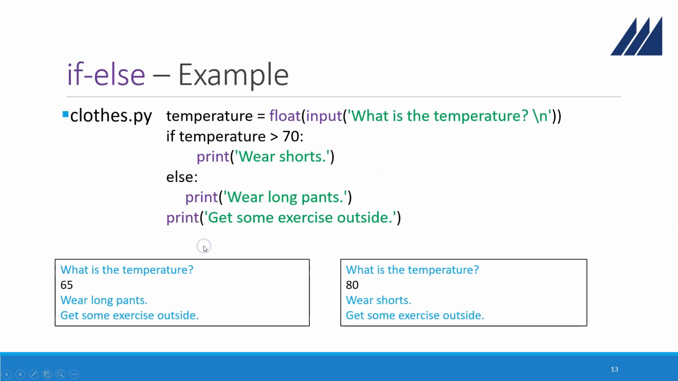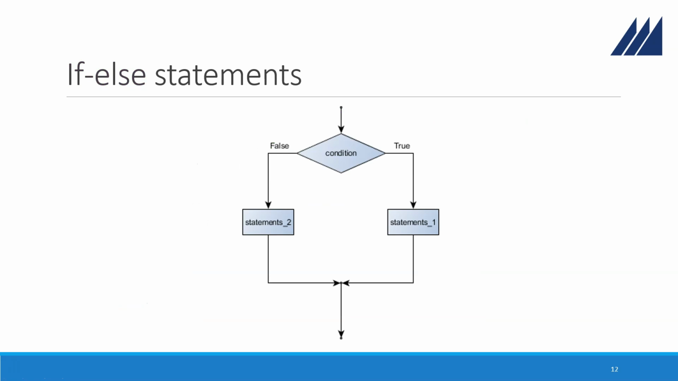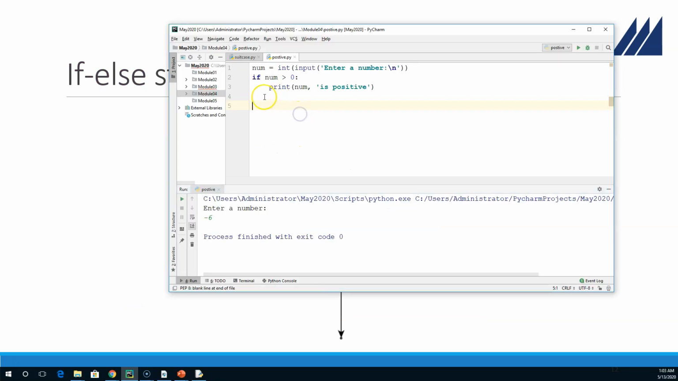Okay. Let's go back again to the number example that I showed before, if it's positive or negative. Now let me try to see if it's negative. So now I check the number. If it's greater than 0, print out it's positive. Well, what if the number is less than 0? I want to say it is negative. How can I do that?